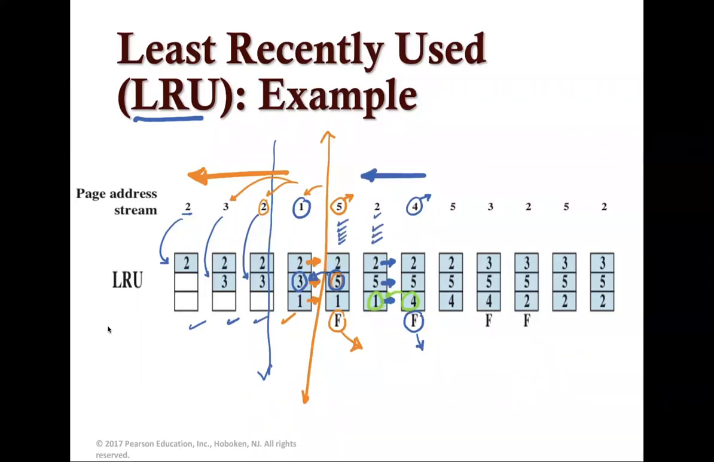When 5 arrives, 5 is in the main memory, so we're good. Then when 3 arrives, there is no page 3 in the main memory, so a page fault will be generated. And the question is, is 3 going to replace 2, or 5, or 4? Again, we have to look backward and see which one is the least recently used before 3 arrives.